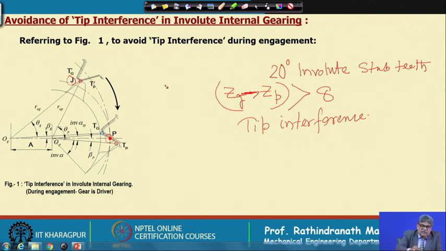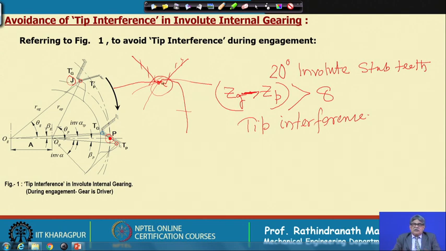You may find that if this is the teeth of the external gear and this is the pinion, suppose here is the J, this is the tip circle radius and this is the tip circle radius, here was the J, but they have come together at that point. This pinion has not crossed that point earlier, then they will interfere, which is called tip interference.